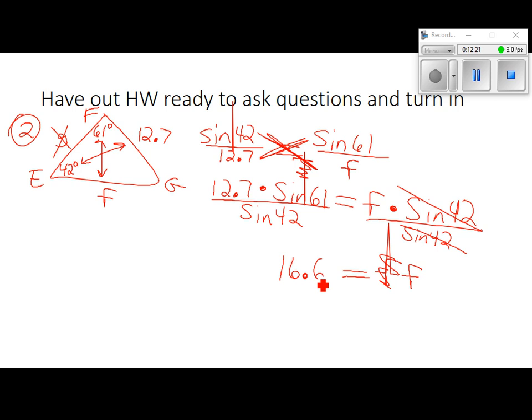Yes, no, maybe? I didn't, but I don't think I did it right. So let's try it again, make sure. 12.7 times sine of 61, hit equals, I got 60. Then divide that by sine of 42, hit equals. 16.6. Is that what we're going with, 16.6?